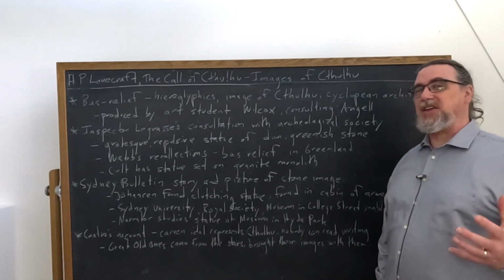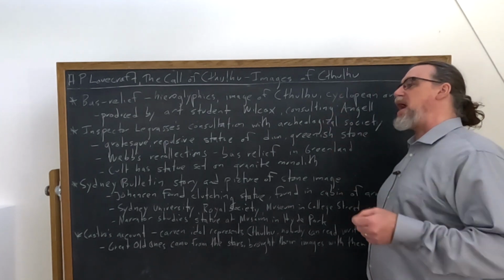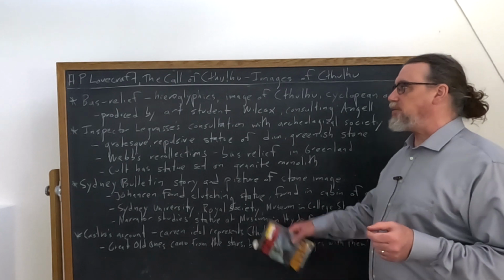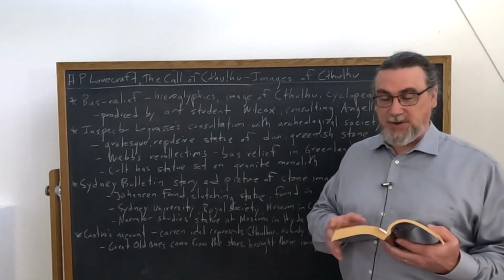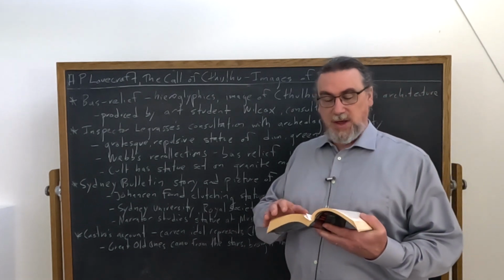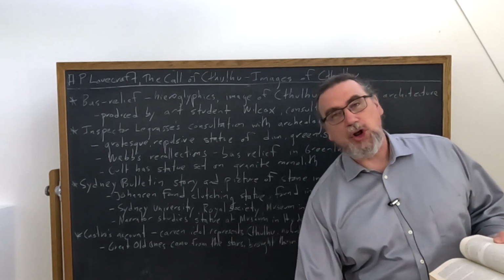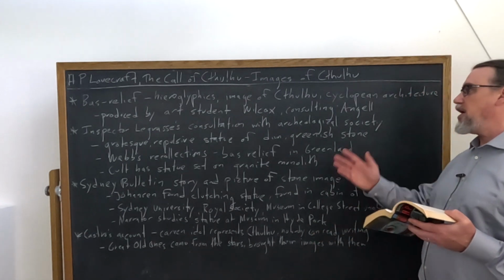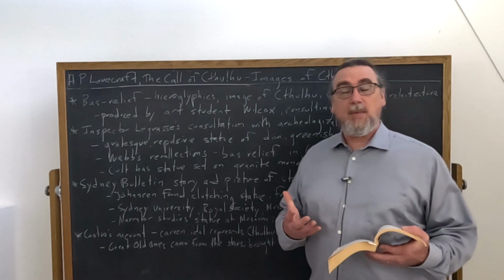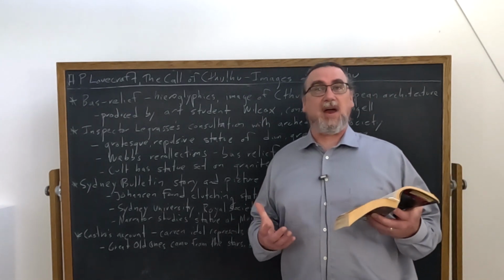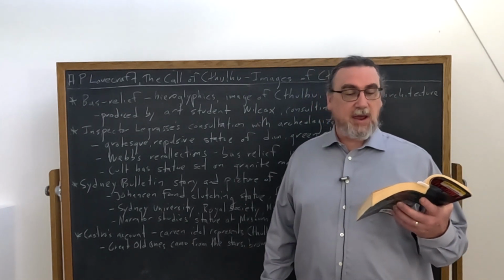Then we get the second document, and this takes us backwards in time. So we have Inspector Legrasse's consultation, who is coming to a learned society, which is meeting, the American Archaeological Society, to ask them about an artifact that he seized in a raid.